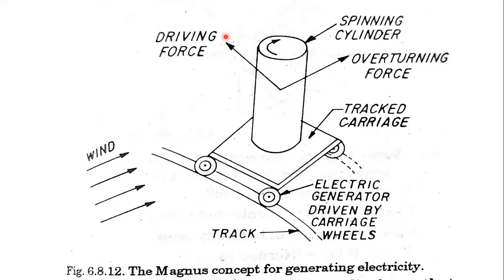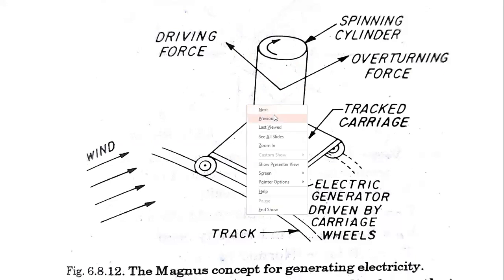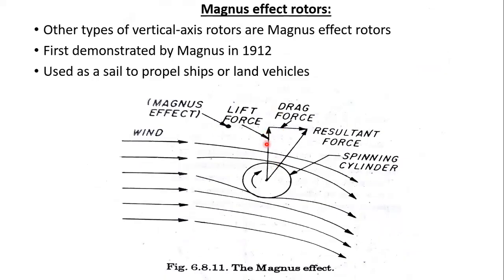Okay, so this concept consists of several tall vertical cylinders. These vertical cylinders will be very tall, and they will be rotating about their axis in the presence of the wind. So the resultant of the lift and drag forces results more in the direction of the lift, because the lift forces are larger.